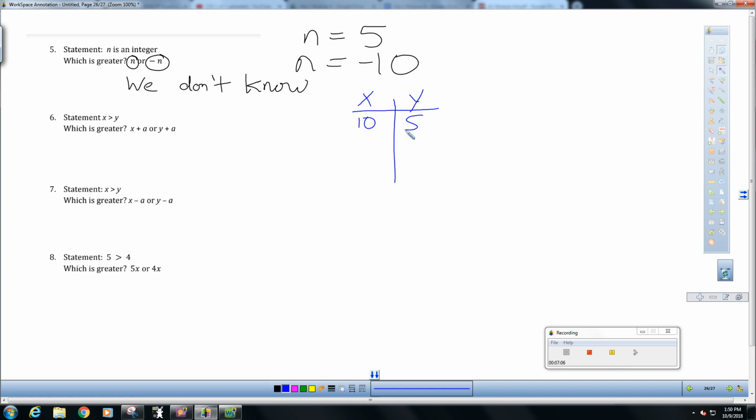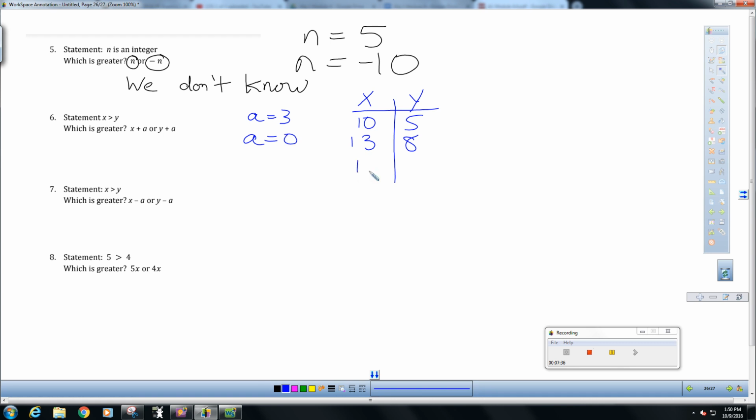What if a is positive? So what if a is 3? Then what do we get on the left side? 13. And on the right side? And what if a is 0? You get 10 and 5.